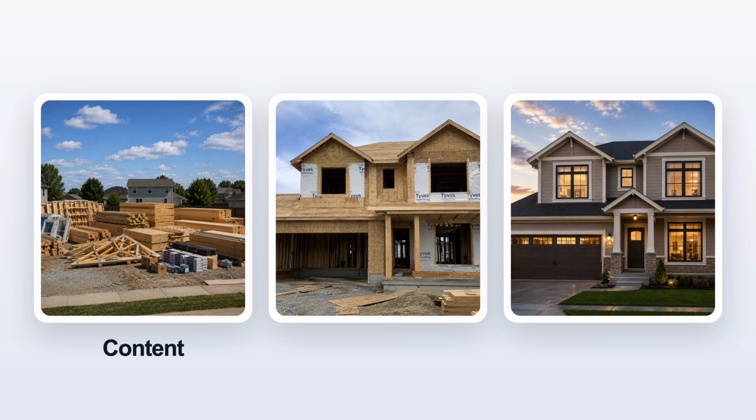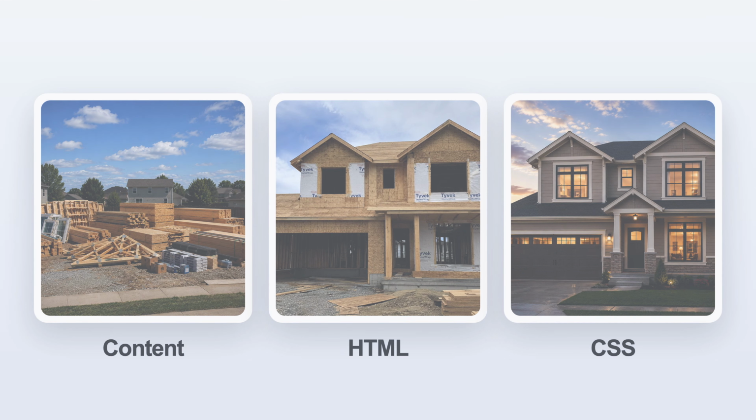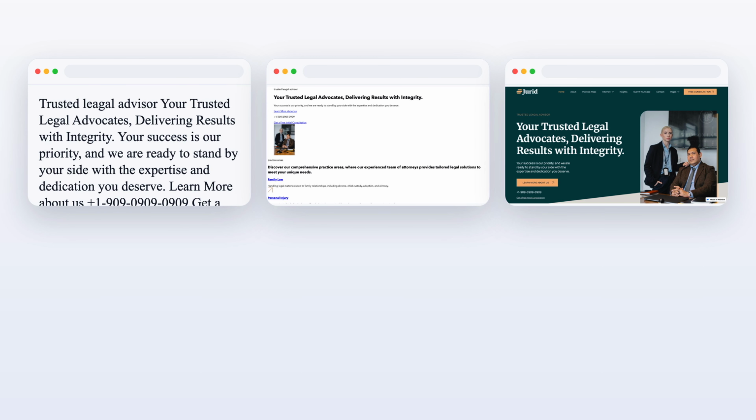The content is like the raw materials, and HTML organizes that content into a meaningful structure. Then CSS brings that structure to life by adding colors, typography, spacing, layouts, and other visual styles. That's the basic idea behind how websites are built. Everything starts with content. HTML gives that content structure and meaning. CSS controls how that structure looks and feels.